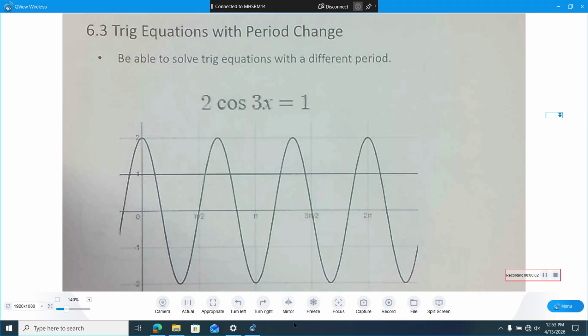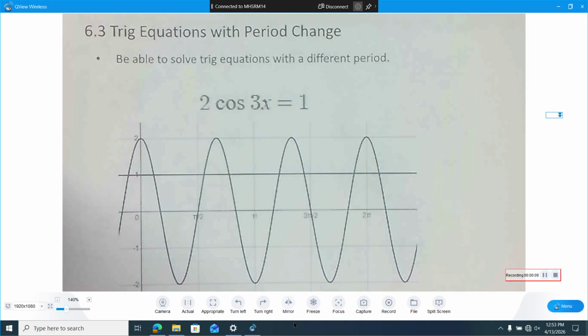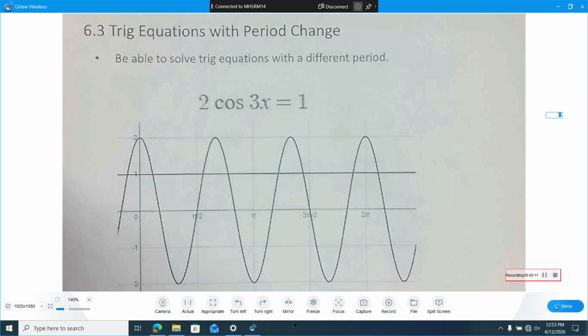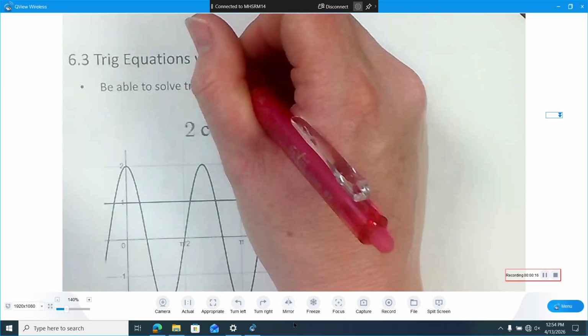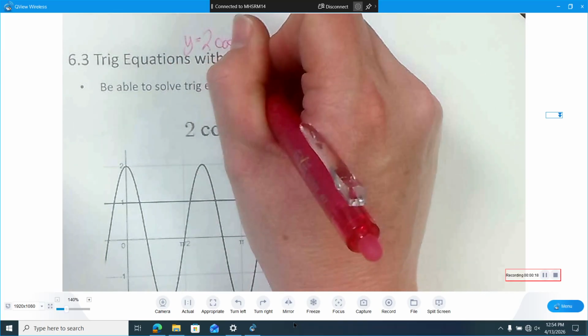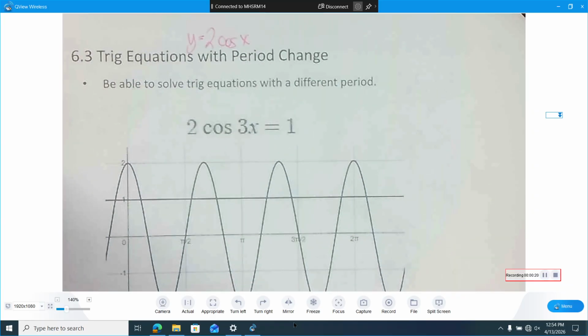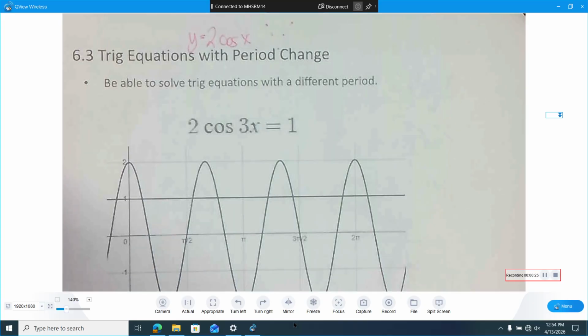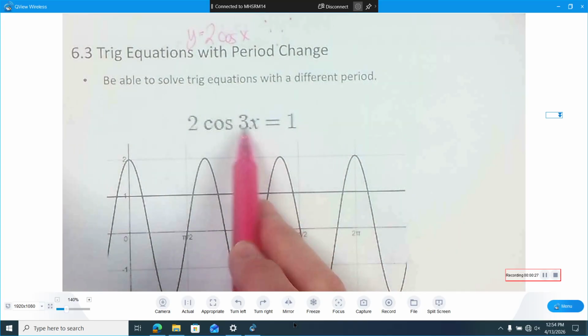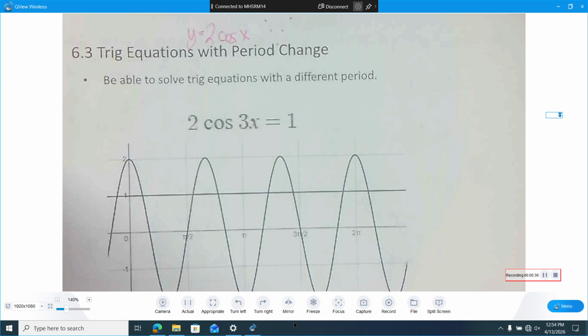So, we are solving more equations, just like we did last week, but these equations have a period shrink in them. If we were to graph y equals 2 cosine of x, that has an amplitude of 2, and it just does its regular high, middle, low, middle, high cycle in a 2 pi period. But when we put a number in front of x, that causes a horizontal compression, a horizontal shrink. So imagine that spring sort of compressing.